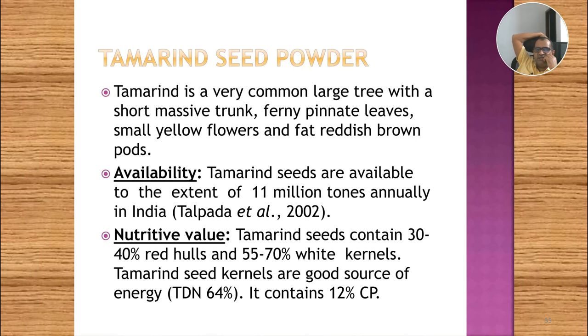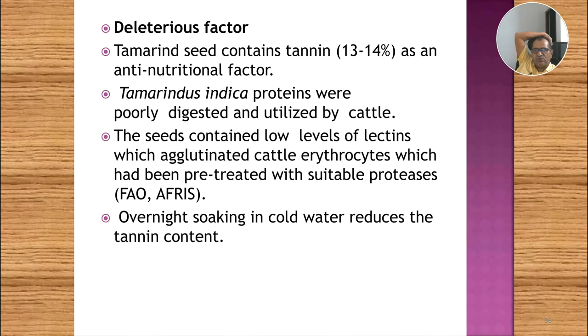And tamarind is another thing that is very common, a large tree with a short, massive trunk. It contains small leaves. Availability of tamarind is about 11 million tons annually. Then the tamarind seeds contain 30 to 40% of red hulls and 55 to 70% of the white kernels. So these are a good source of energy, and it contains 12% protein, whereas it also contains tannin to the extent of 13 to 40%.